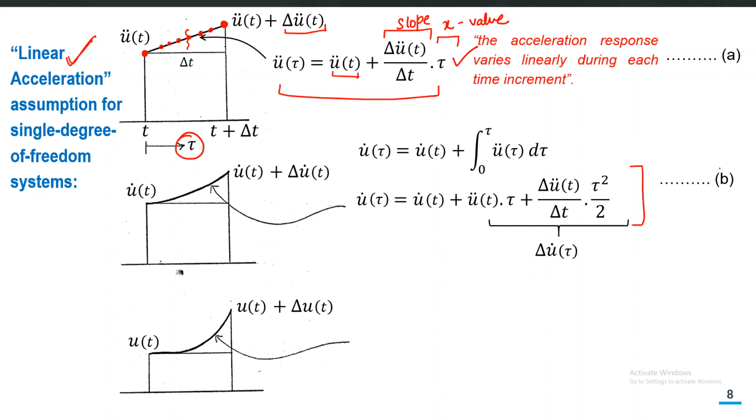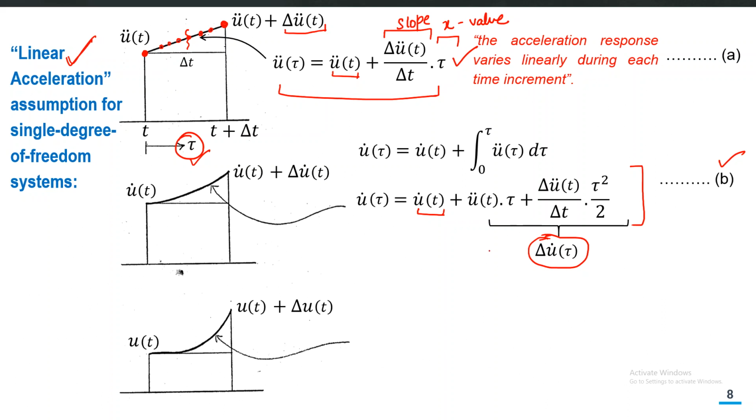So this equation B is the variation of velocity at any general time instant tau. So u dot of tau is simply equal to the original velocity at time t plus whatever is the result of that integration, we call it delta u dot of tau. So this is the increment in the velocity, and this is a result of that assumption. Basically we started with that assumption and then we take the integral on both sides.